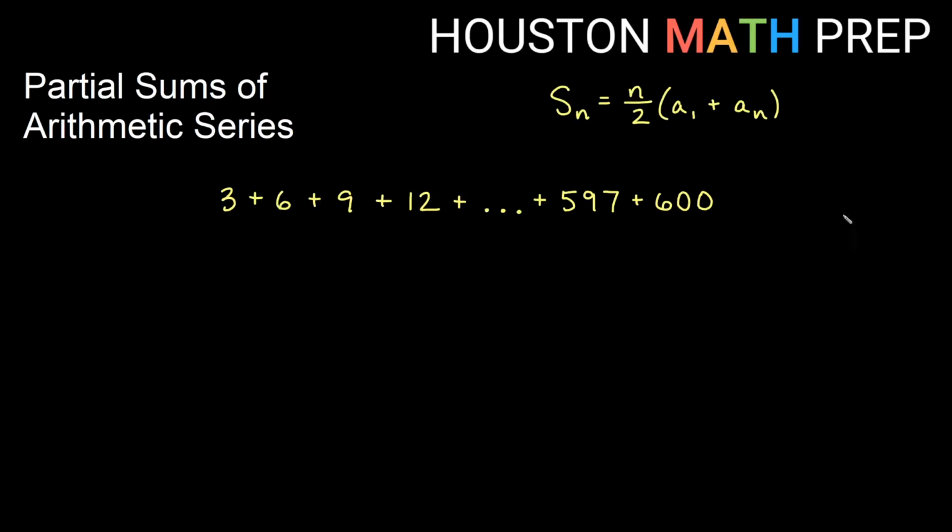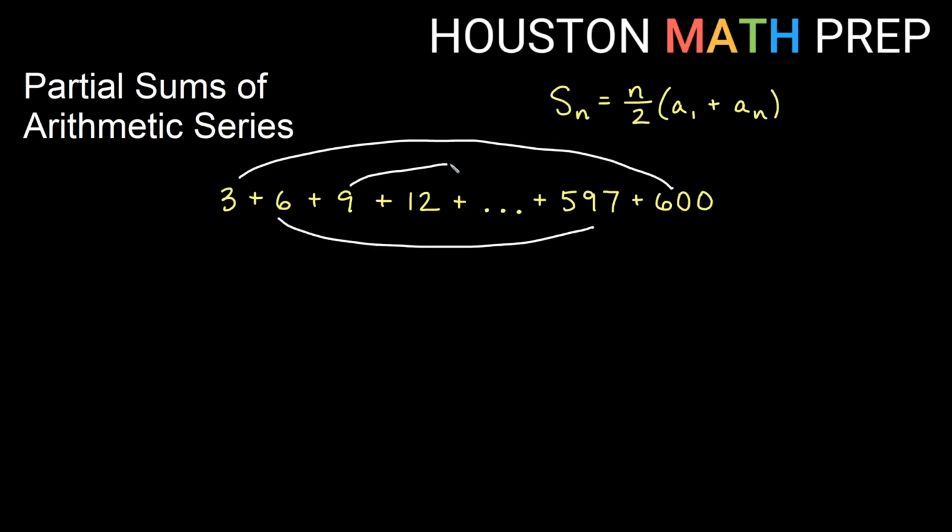Let's look at another example. We've got our formula up here if we want to use it. I've got 3 plus 6 plus 9 plus 12 plus, skip a bunch, and then we have 597 plus 600. So if I look at the value of each pair, pairing from beginning to end, you can see that if I take 3 plus 600, and then 6 plus 597, and then 9 plus, this would be a 594 in here that we haven't written down, etc. So the value of each pair, in other words, the a1 plus the an, of this is going to be 603, right? That's the value of each pair.